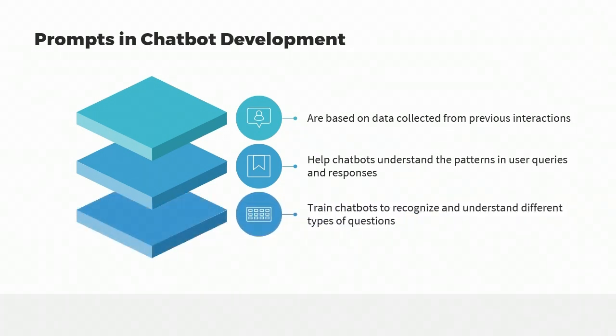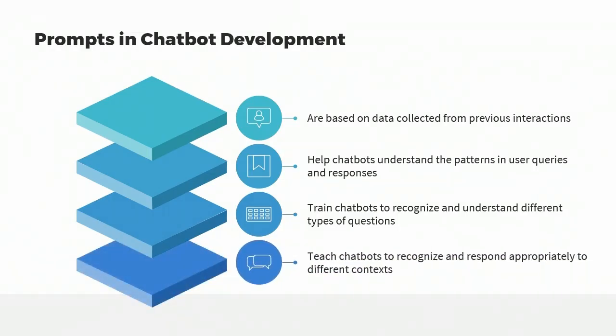Prompts are also used to train chatbots to recognize and understand different types of questions. For example, prompts can teach chatbots to recognize the intent behind a user's question, such as a request for information, a complaint, or a request for help. Prompting can also be used to teach chatbots to recognize and respond appropriately to different contexts based on the use of industry-specific terminology, technical jargon, or informal language.